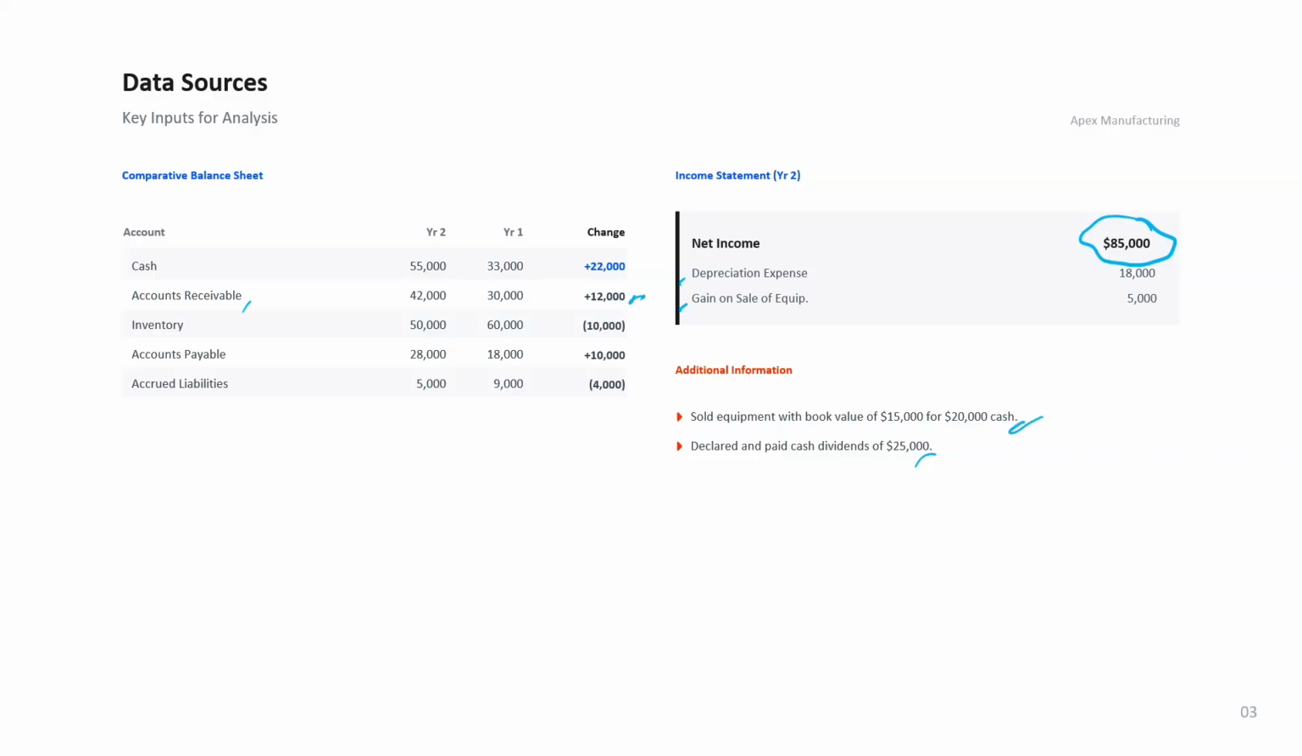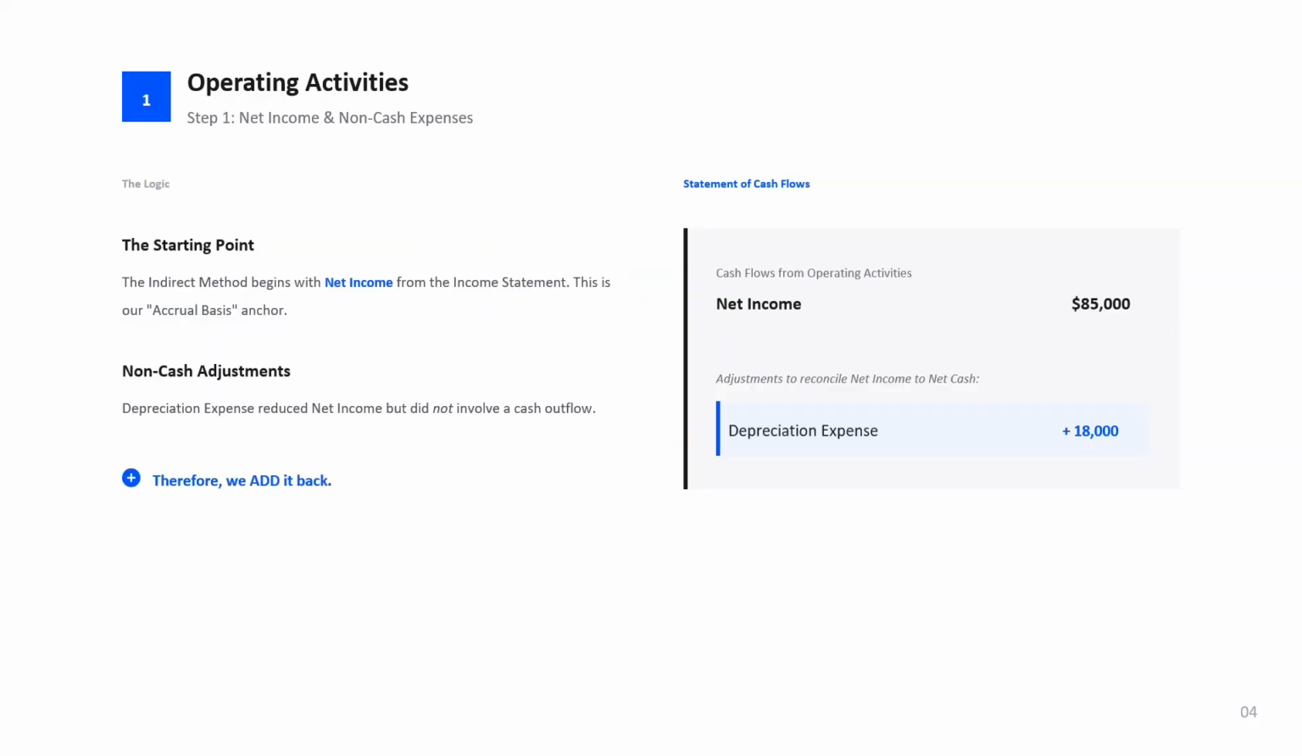Okay, we'll start with net income and begin our adjustments now. The indirect method always starts with net income, which for Apex is $85,000. So this is our accrual basis anchor. The first adjustment we make is for non-cash expenses like depreciation expense.